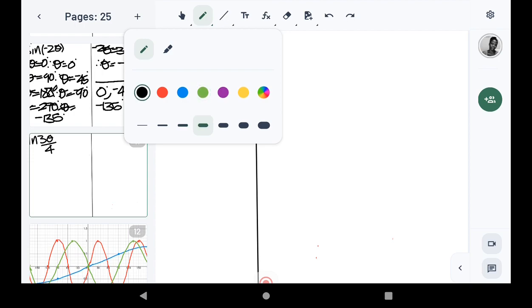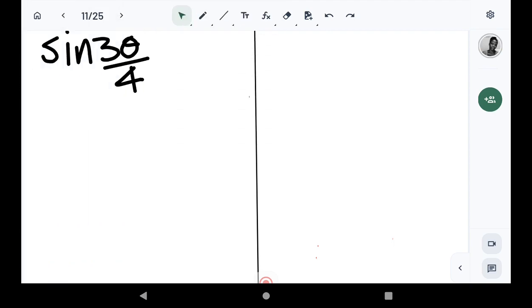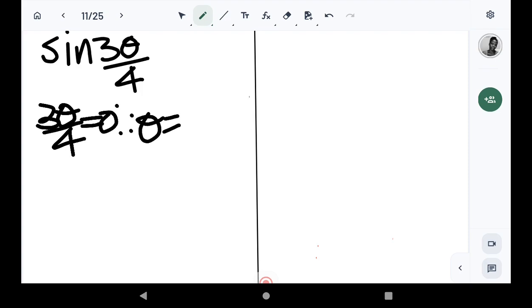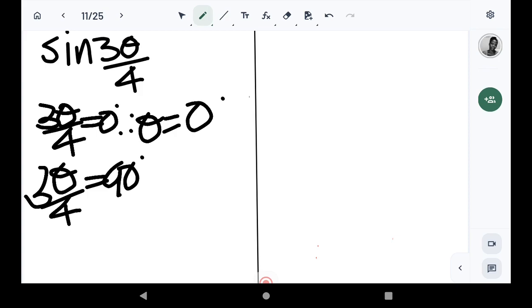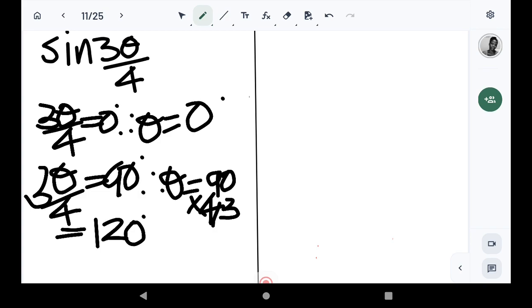Going back to black. Sine of 3 theta over 4 equals 0. Therefore, theta equals 0 times 4 over 3, so that's 0. Now 3 theta over 4 equals 90. Therefore, theta equals 90 times 4 over 3, which gives us 120 degrees. That is a theta.